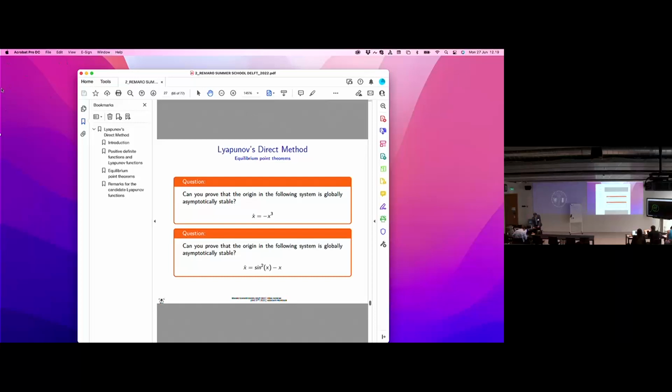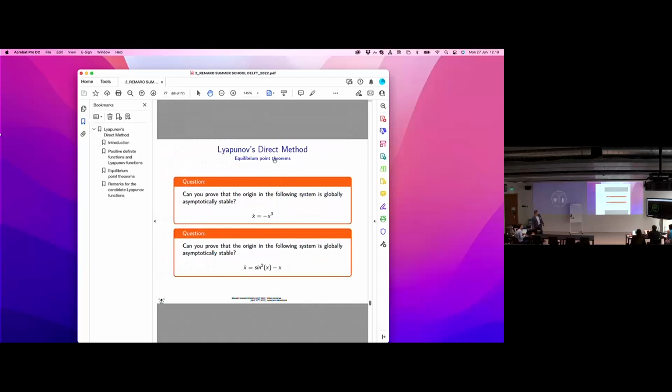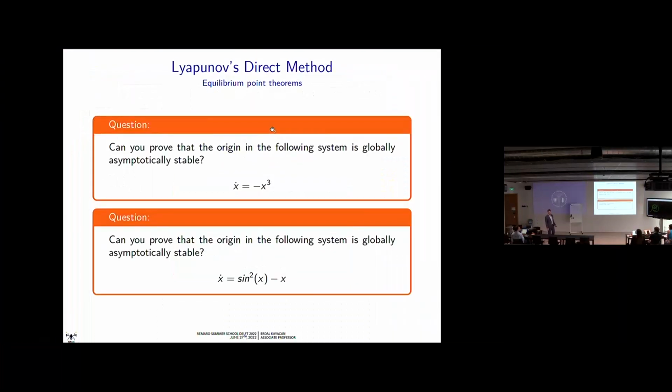Who has a conclusion? Yes? What is your conclusion? Yes, it is globally asymptotically stable. You say it's globally asymptotically stable. Okay. What is your Lyapunov candidate function? X to the power of 4. So x to the power of 4 is definitely unbounded and positive definite. So you satisfy the first condition.